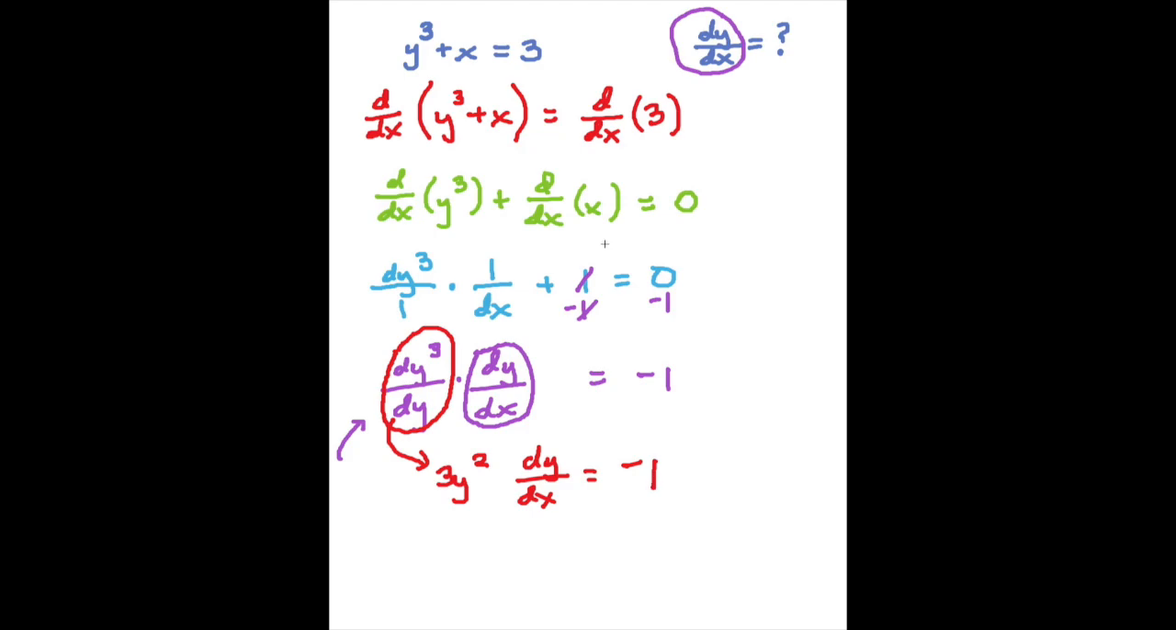Equals negative 1. Okay, now if you remember, the whole goal is to solve for dy over dx right here. So we're basically solving for this. So what I'm going to do is divide both sides by 3y squared. And you end up with dy over dx equals negative 1 over 3y squared, and we end up solving for what we're looking for, which is that dy over dx.